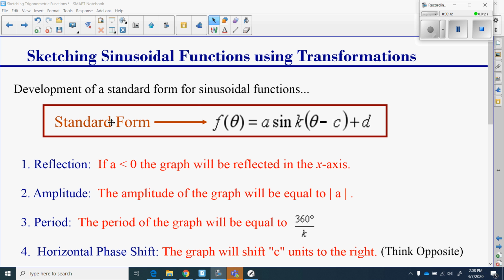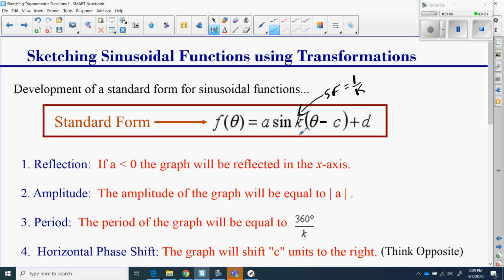Just to refresh your memory, we went through this standard form and developed it in our last video, where the number in front will control whether the graph is reflected in the x-axis, and will also affect the amplitude, which was the height of those waves. The k value is going to have an effect on the period. You remember it was always the reciprocal for this one. So your horizontal stretch factor from our function unit was always 1 over that value.